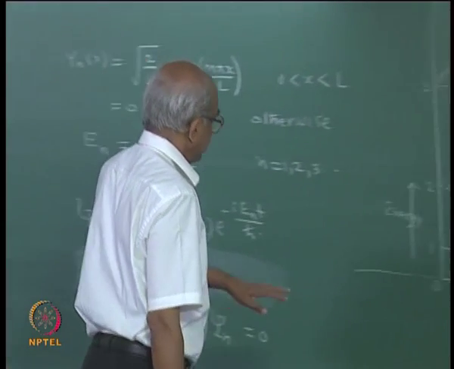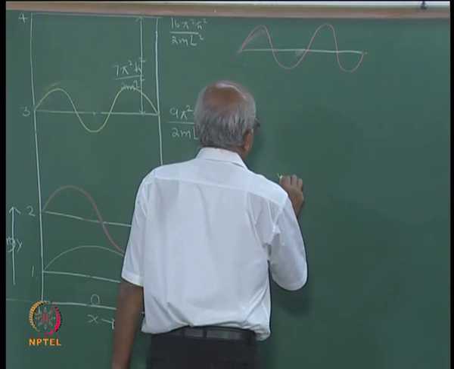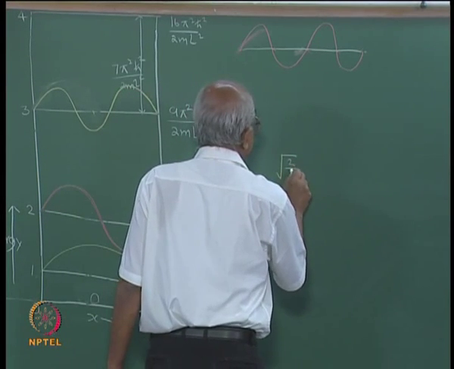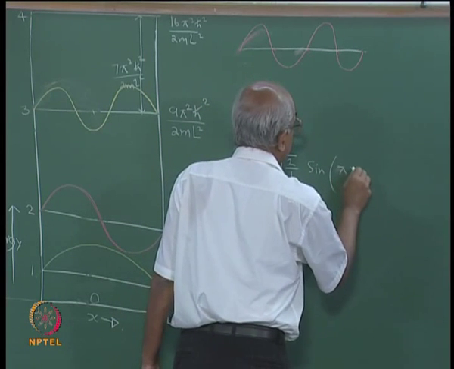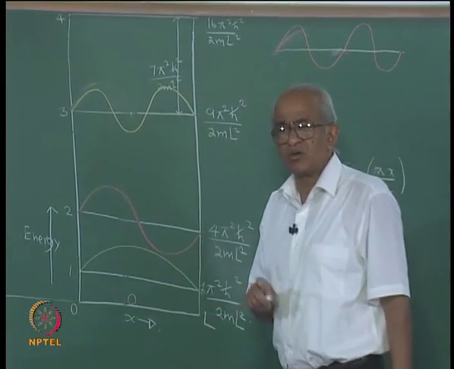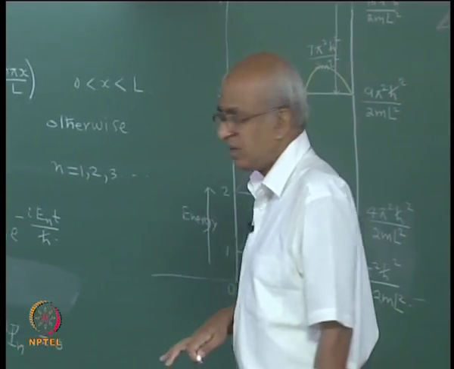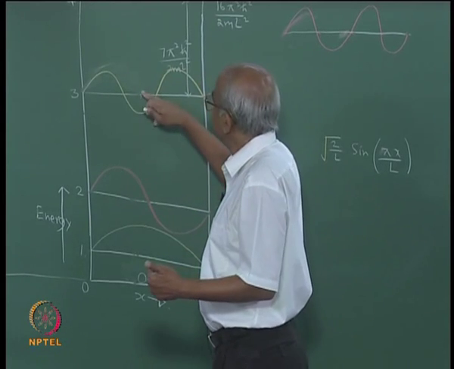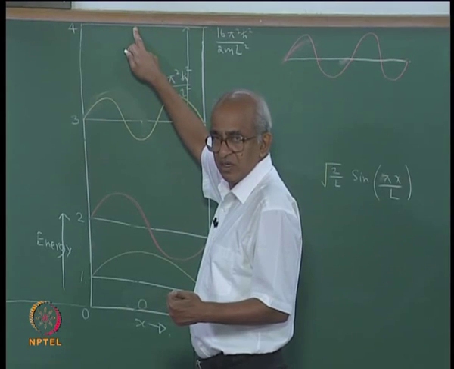But let us imagine that the particle is sitting in the ground state. Then the wave function will be square root of 2 by L sin pi x by L. This is the lowest possible state, and it is referred to as the ground state of the system. The next possible one is referred to as the first excited state, second excited state, third excited state, right.